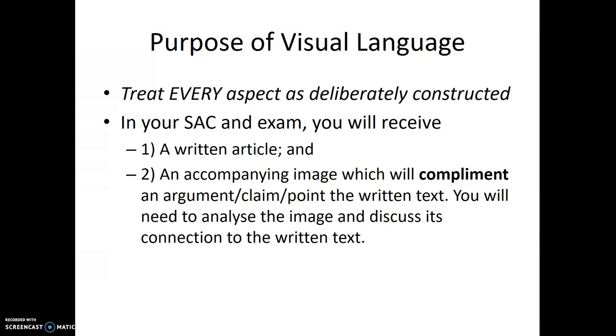So you're not supposed to just talk about the image in isolation, but you're meant to be able to describe how it's connected to perhaps the contention that the author is trying to get across in the written text, or perhaps the image is related to a really specific argument or point that is made in the written text. You've got to describe that connection. So showing the relationship between the two is key.